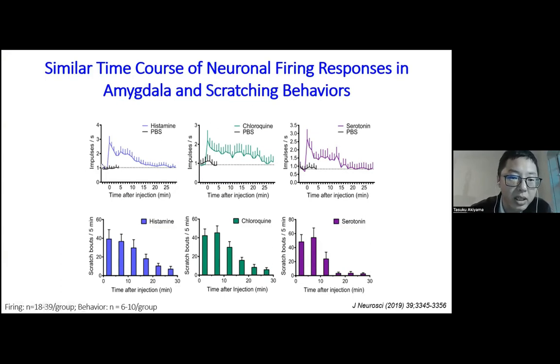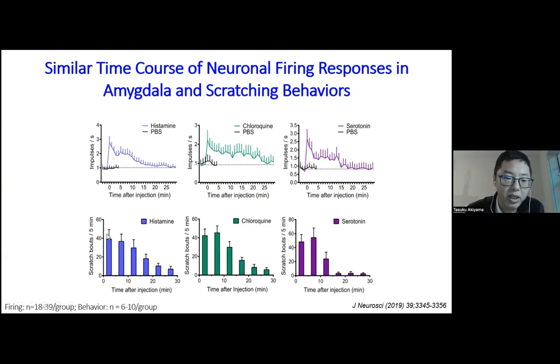As you can see here, there is an increase in the firing after the histamine injection, and then the peak comes about immediately, and then the activity goes away within 25 minutes. And then chloroquine is similar. Firing peaked immediately, and then activity goes away within 25 minutes. And then serotonin is a bit different. Serotonin increased the firing immediately, but the firing activity goes away within 15 minutes. It's a little bit shorter response.